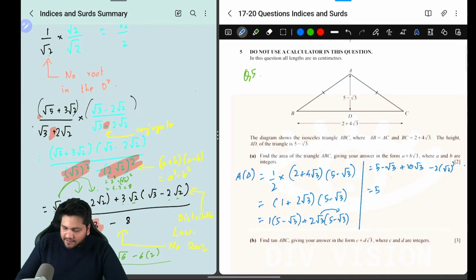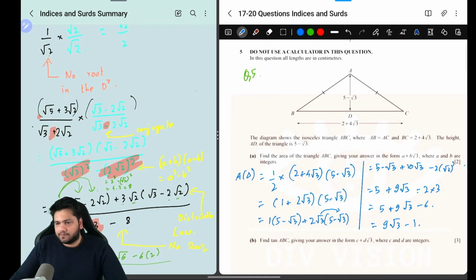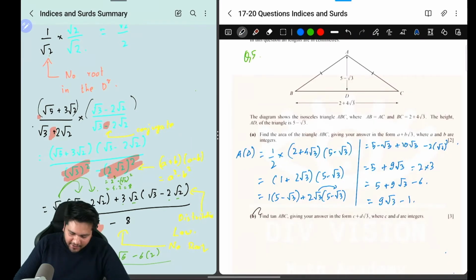Now 5 will stay as it is. Minus root 3 plus 10 root 3 is just like minus x plus 10x, which is plus 9x. So it's going to be plus 9 root 3. And this is going to be minus 2 times 3, which is 5 plus 9 root 3 minus 6. And finally what I'll get? I'll get 9 root 3 minus 1. That's my answer. Now let's talk about part B of this question.